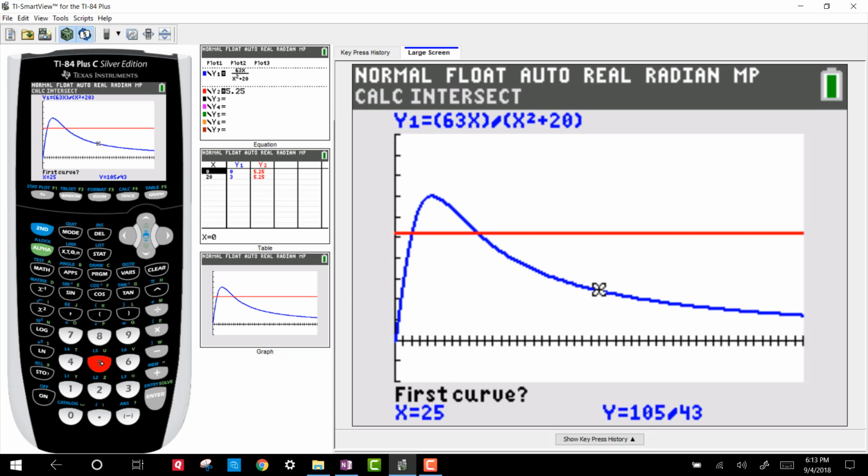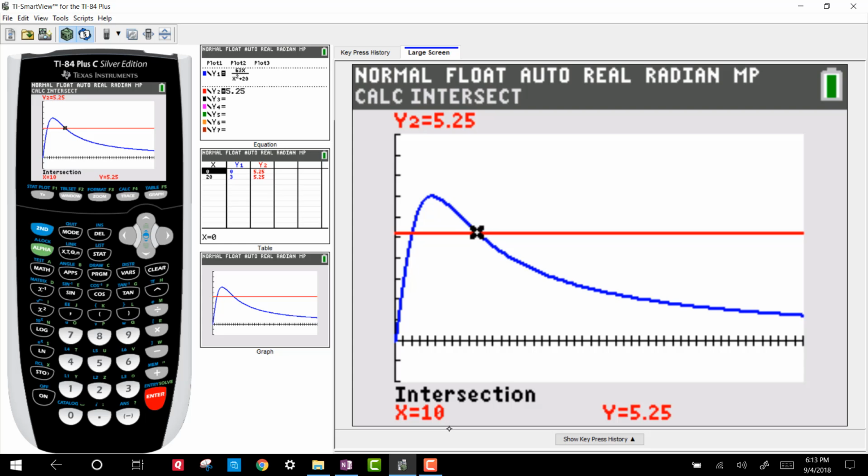So we're going to calculate the intersection. You'll notice it says first curve. So I'm just going to get my cursor nice and close to where they intersect on the first curve. I'm going to go right about there, and hit enter. And then it says second curve, and you'll notice the cursor is already pretty close, so I'm just going to hit enter. And then for some reason it asks for a guess, so we'll hit enter again. And so the intersection is at x equals 10.